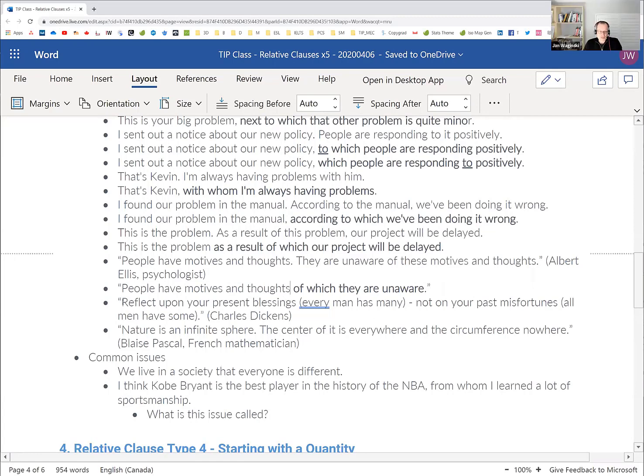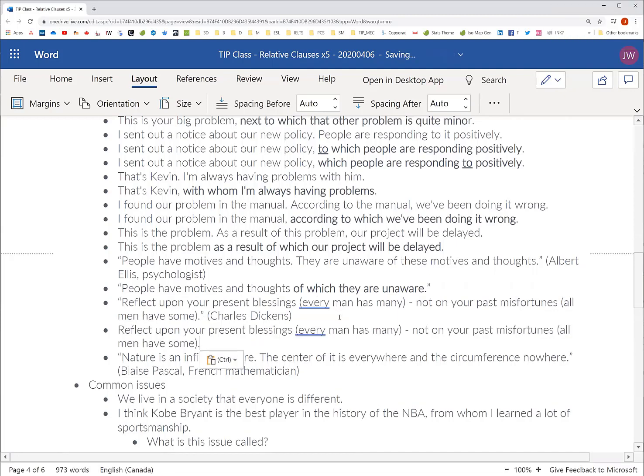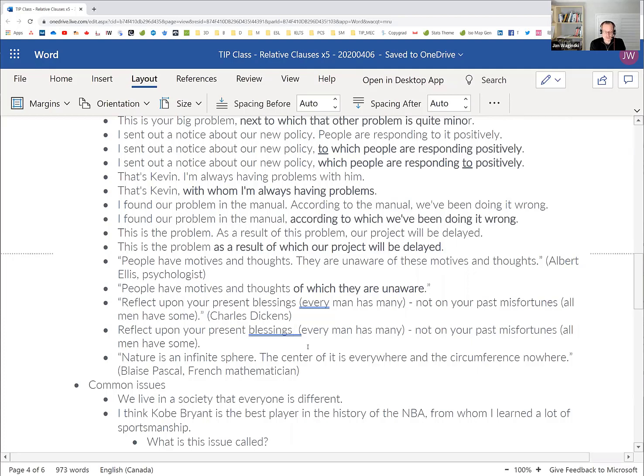Okay, here's one by Charles Dickens. Reflect upon your present blessings. Every man has many. Not on your past misfortunes. All men have some. Yeah. Okay. Your present blessings. Hmm. Which. It's going to be a preposition plus which.